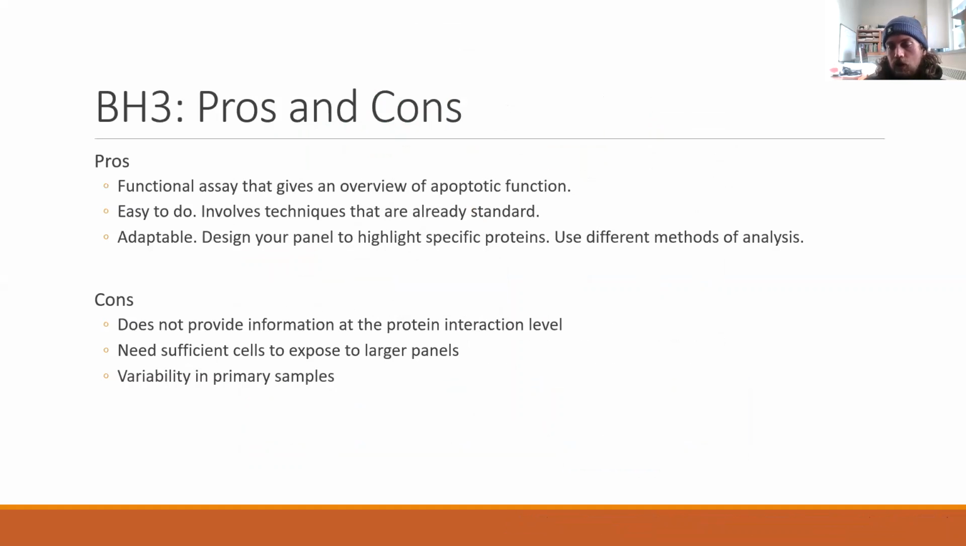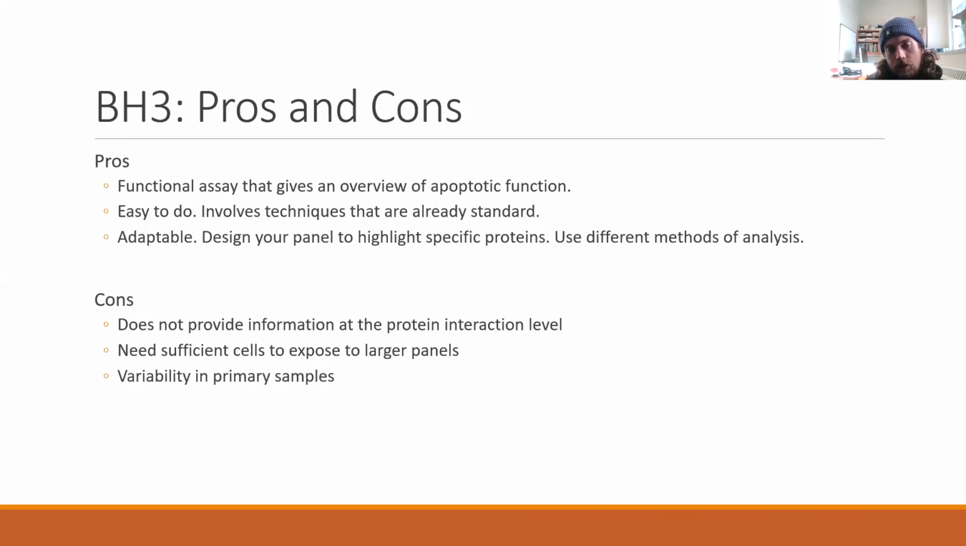To summarize the BH3 profiling pros and cons, it's a functional assay that gives an overview of apoptotic function, especially the intrinsic apoptotic function. It's easy to do because it involves techniques that are already standard, like flow cytometry or immunofluorescence. It's adaptable. You design your panel specifically to your needs. You can do an abbreviated panel or a larger one, and you can use different methods of analysis to assess the function of your cells.